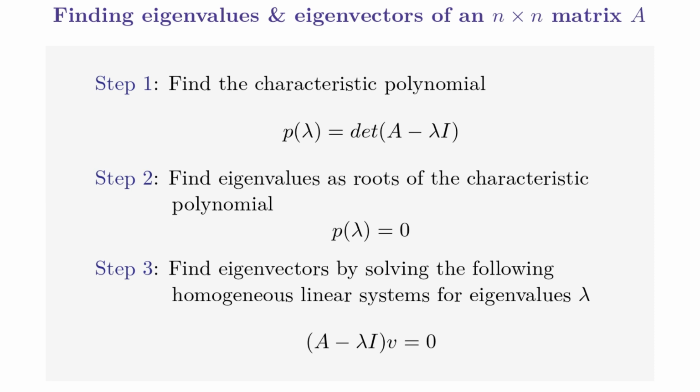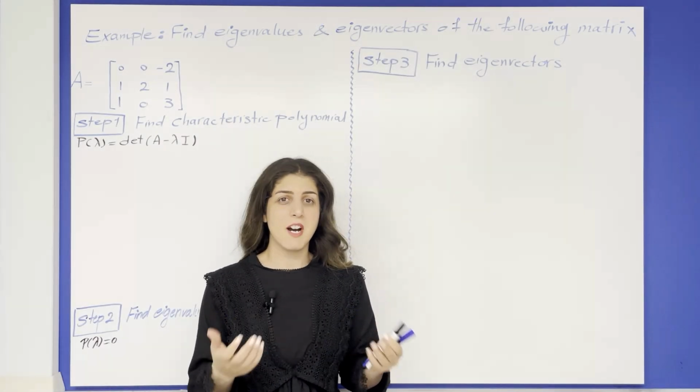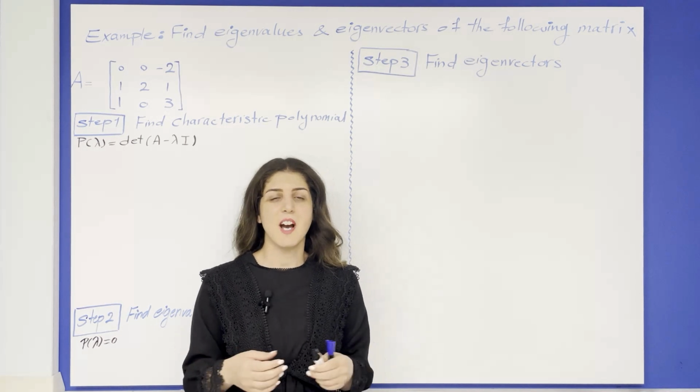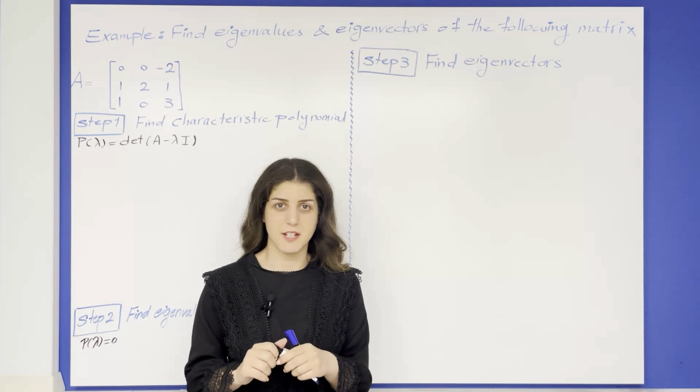And in step three, you find eigenvectors by solving the homogeneous linear systems of the form A minus lambda times identity times the vector V being equal to vector 0. And in these homogeneous systems, lambda is actually the eigenvalues you found in step 2. For more information on how and why we have to follow these three steps, I encourage you to watch my video on introduction of eigenvalues and eigenvectors.